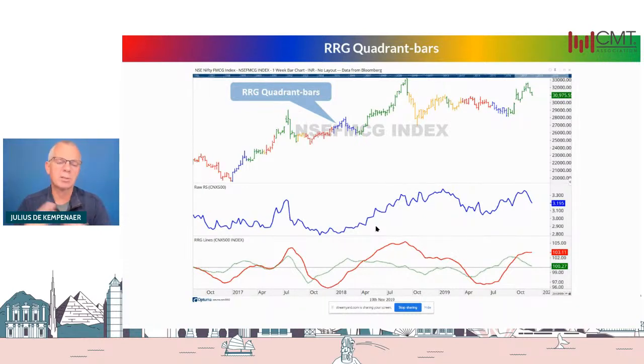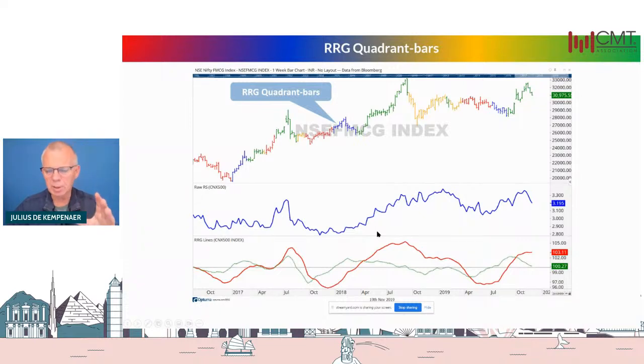Now, the quadrant bars are easy to understand. They will color the bars in a bar chart based on the color of the quadrant on the RRG. So here we've got the FMCG sector, and you can immediately see here it's in the leading quadrant, here it's in the weakening quadrant, briefly into leading, weakening, and then it drops into lagging, goes into improving, and picks up leading again. But this basically follows exactly what's happening here with these RRG lines.